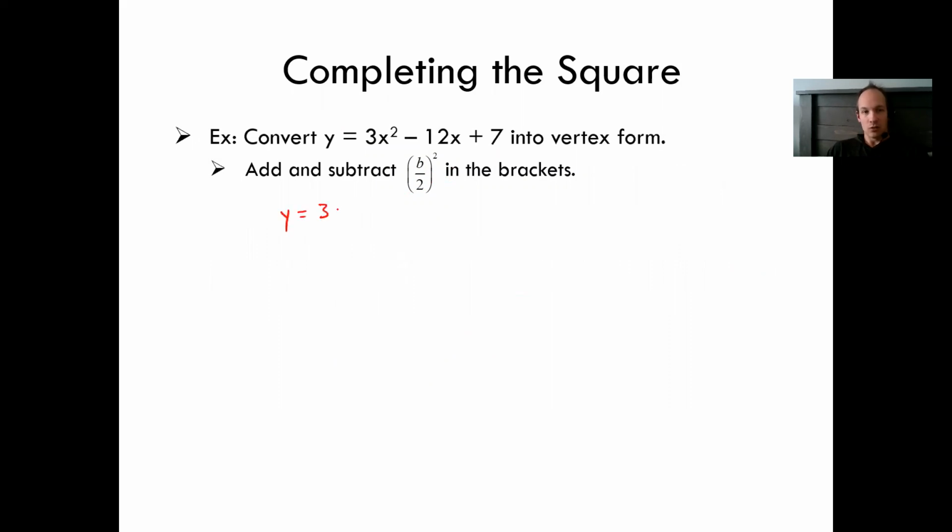We've got y equals 3 times the quantity x squared minus 4x. We're going to be adding and subtracting b over 2 squared. We're going to do it in the brackets. This is really important that we do it in the brackets. So if we're looking at this term right here, we can see b is equal to negative 4. So b over 2 squared is equal to negative 4 over 2 squared, which, well, that just happens to be 4. So we're going to add 4, and we're going to subtract 4 in those brackets.